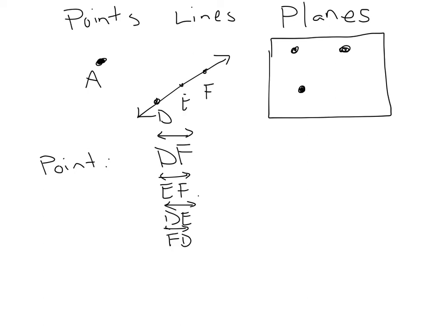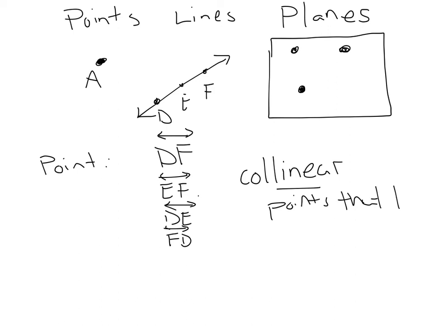Well, in order to understand what non-collinear means, I guess we need to find out what collinear means. So let's go ahead and write the word collinear. What's in the middle of the collinear? Line. Right. So collinear is points that lie on the same line.